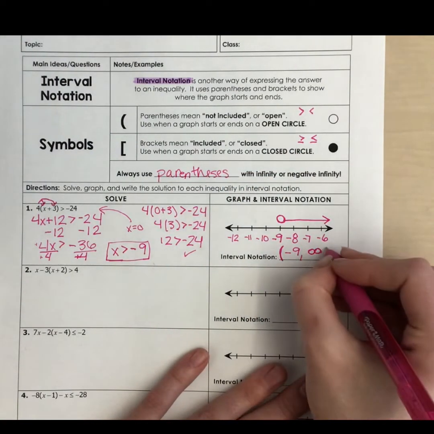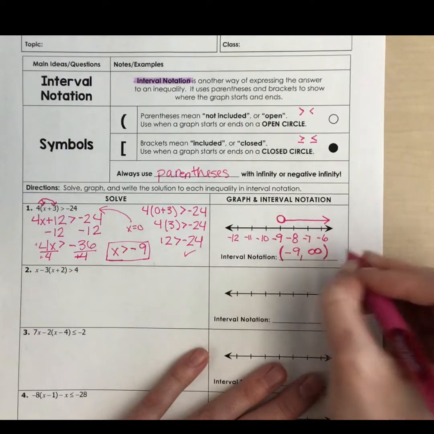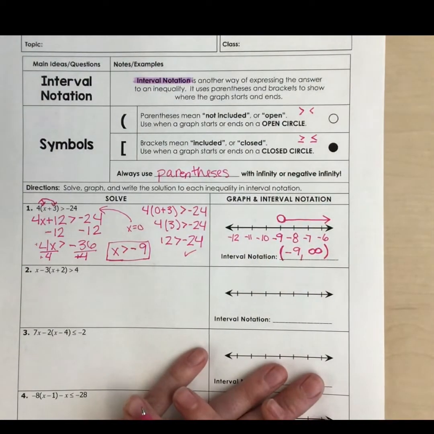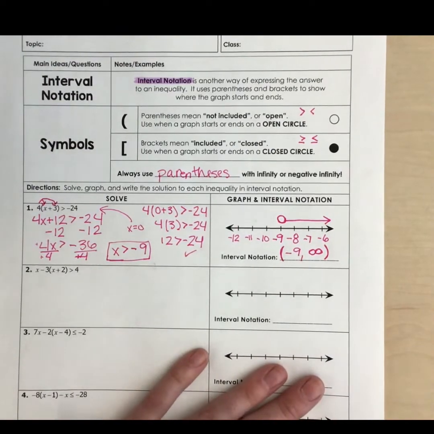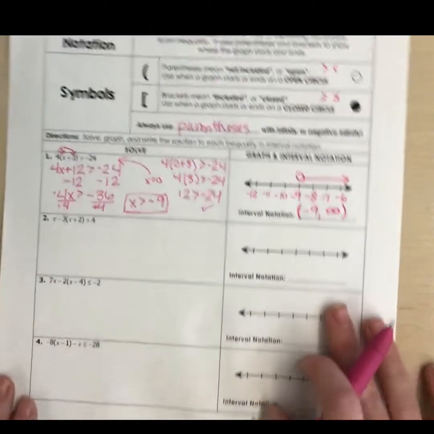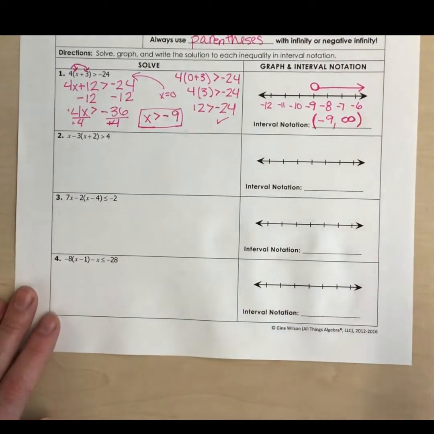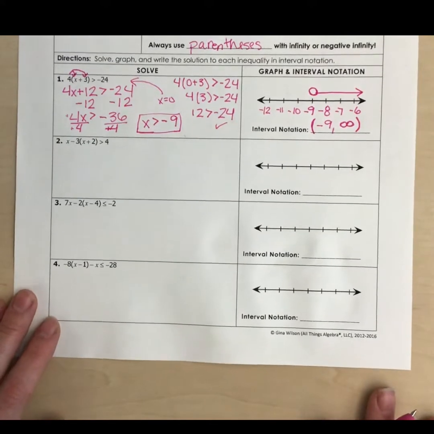So whenever we see infinity, we'll close it off with a parenthesis. Does not matter if it's positive or negative, because it's not a specific number. It is a symbol that tells us the direction that we are headed with that number. So if you would like to try, you can give these other 3 problems a try. I will be posting the key to these on our Schoology page.